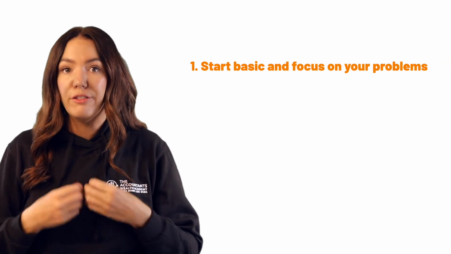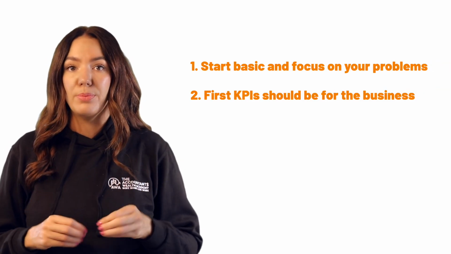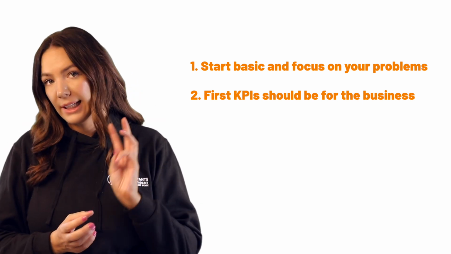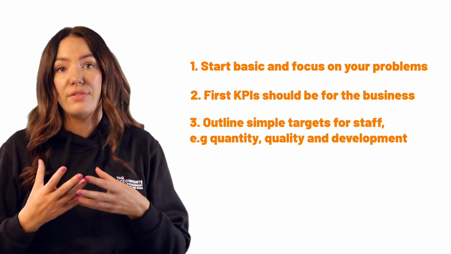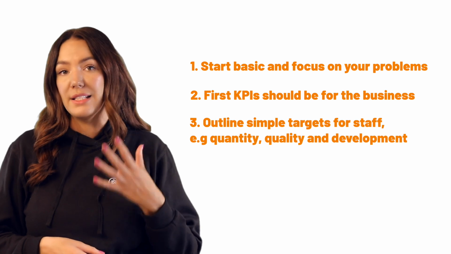So let's recap. Number 1, start basic and focus on your problems. Number 2, the first KPI should be the ones for your business. These will shape everything else to follow. And number 3, outline a simple set of targets for your staff. The perfect scenario would be quantity, quality, and development. But if that is too much, go easy on yourself and start small. Oh, and don't measure things just for the sake of it or to make yourself feel good. KPIs are only effective if you measure the right thing.